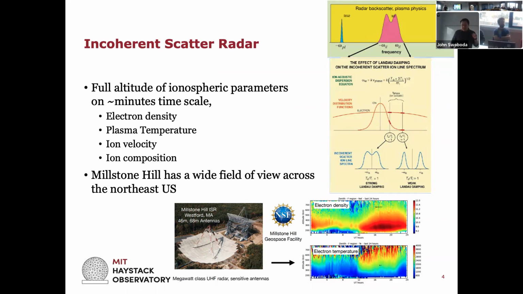If you want to come and learn about incoherent scatter radar, just stop by Haystack.